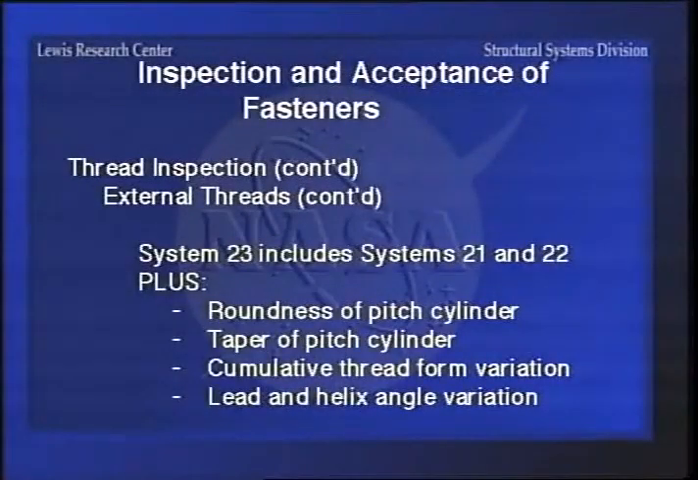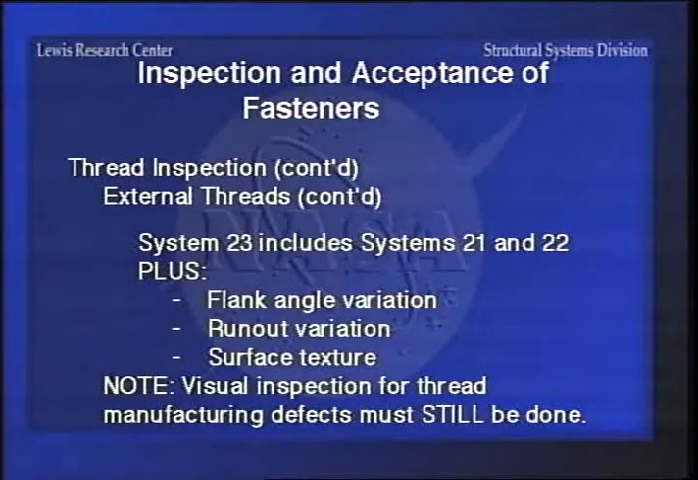System 23 includes all the others, plus now you get into the roundness of the pitch cylinder itself, the taper of it. In other words, if you take the whole thing as a cylinder, do you have taper on it? Is it round or is it lopsided? The cumulative thread form variation, going through the thing and checking to see whether it varies any from one end to the other. The lead and helix angle variation, the flank angle variation on the threads, run out, and even surface texture. Now, surface texture on the threads usually is not a problem, but you could measure it and see.